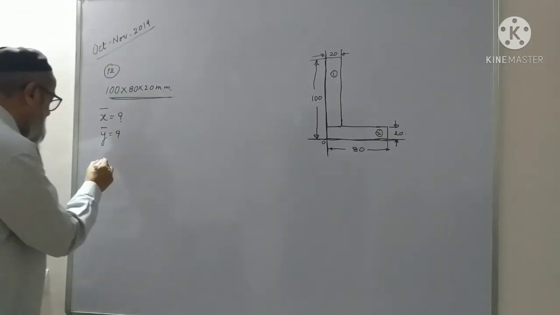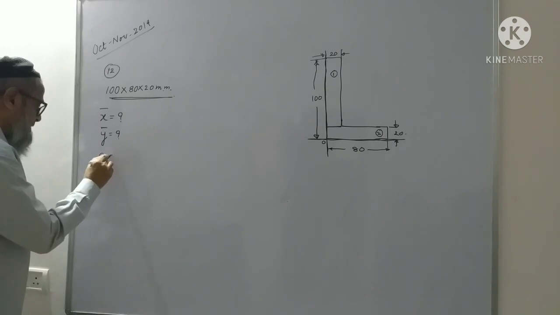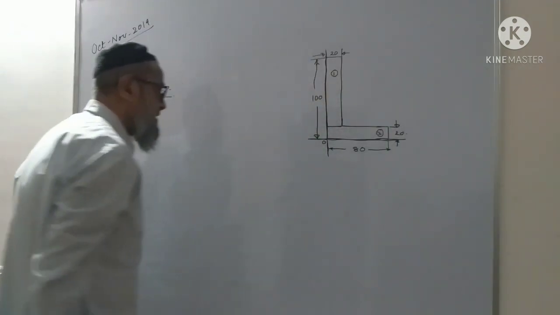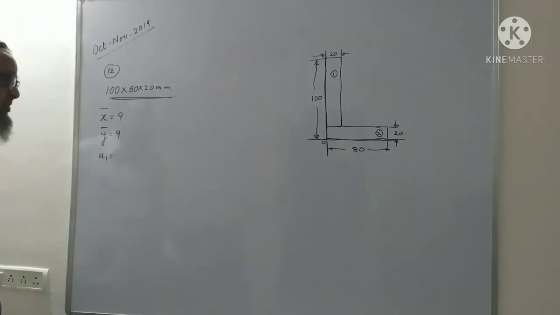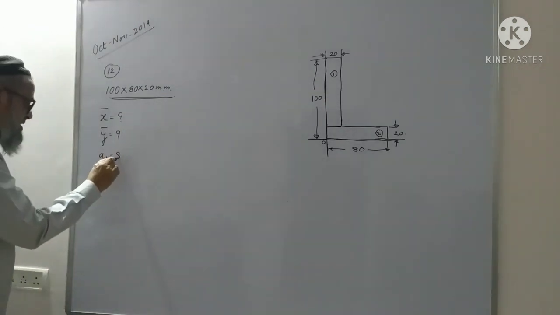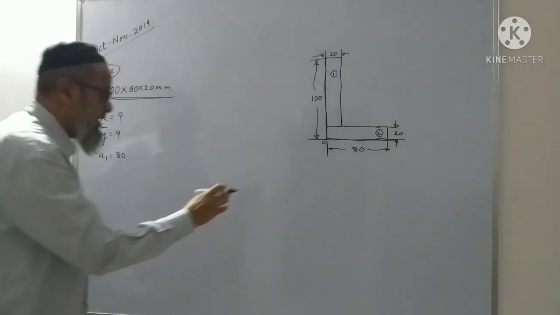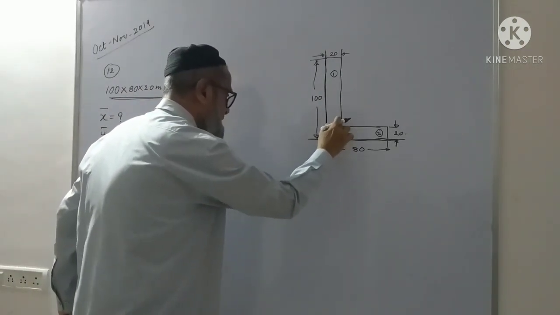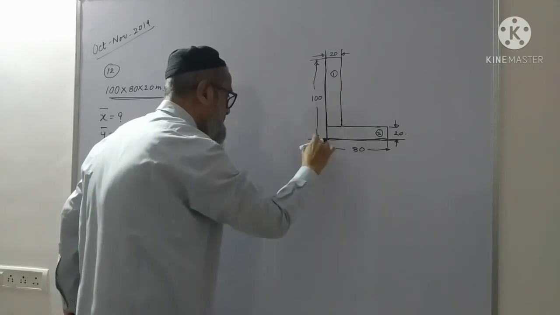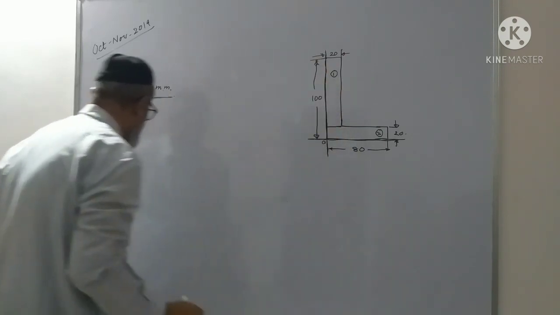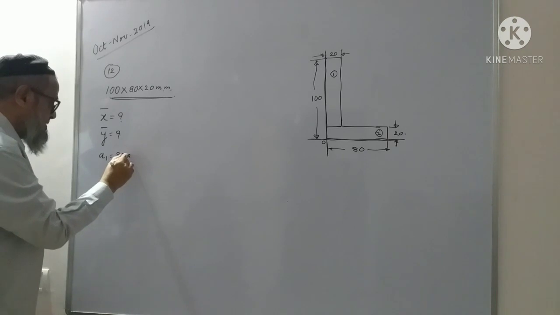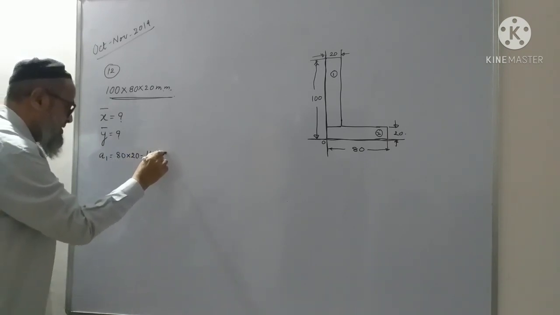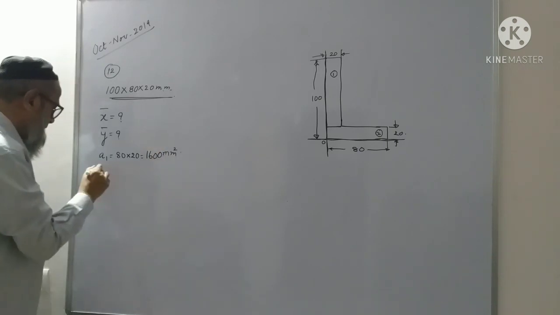Now A1, that is the area of rectangle 1. This rectangle is of length 80, because I have removed 20 here. This 20 has come this side because I have taken it like this. Had you taken it like this, it would have been 100 into 20. Now it will be 80 into 20, that is 1600 square mm. This is A1.